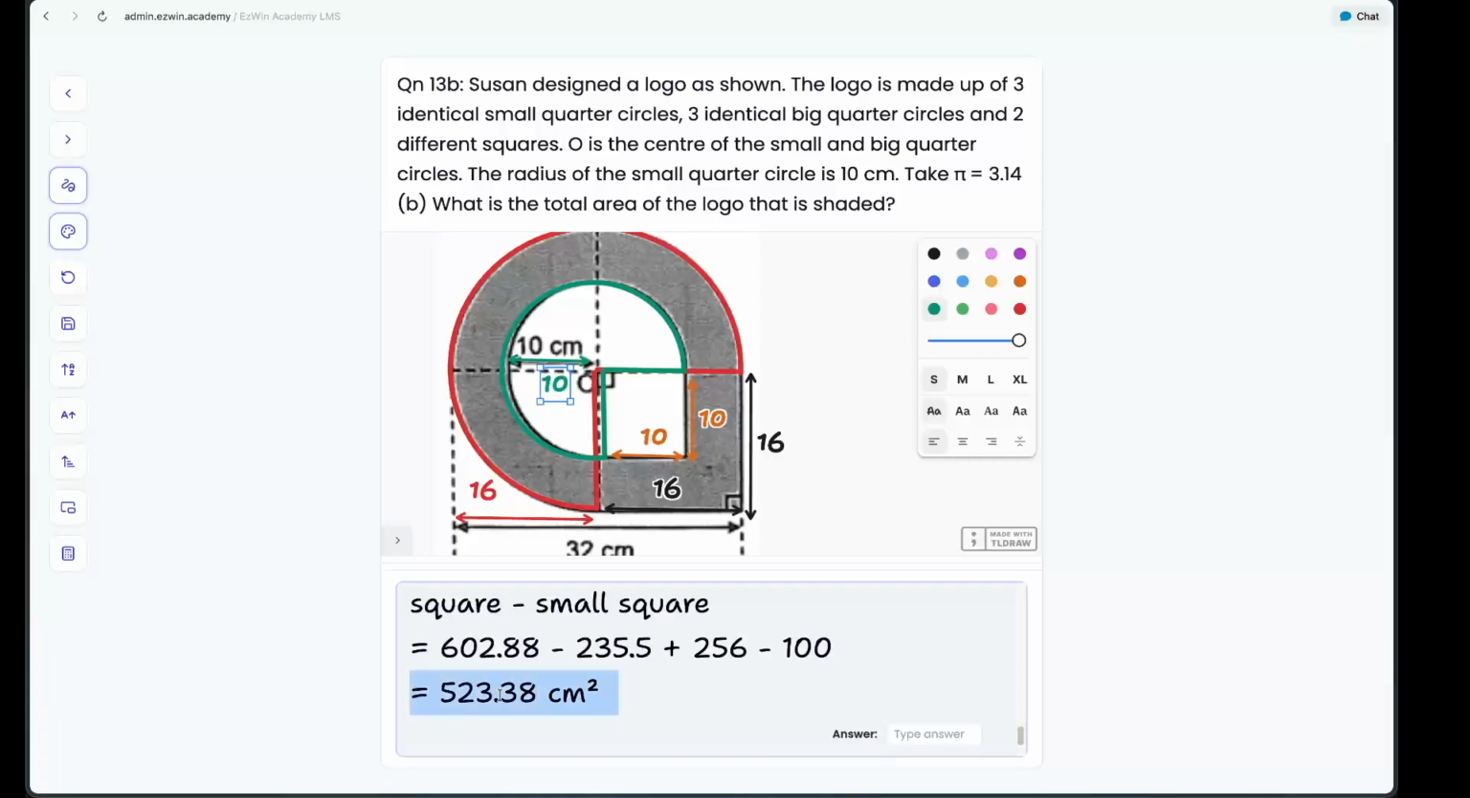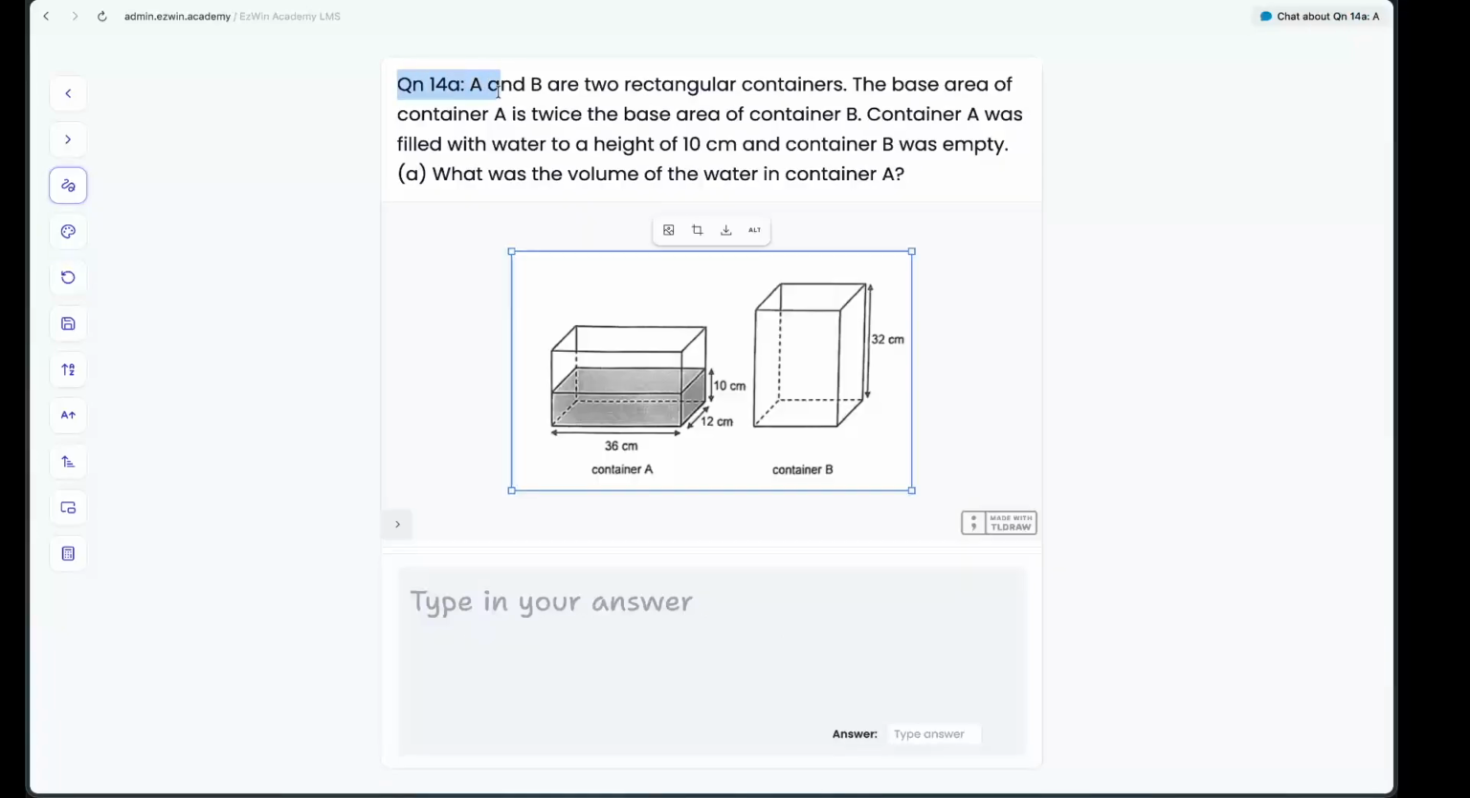So that's the answer. Question 14a. A and B are 2 rectangular containers. The base area of container A is twice the base area of container B. Container A was filled with water to a height of 10 centimeters and container B was empty. What was the volume of water in container A?